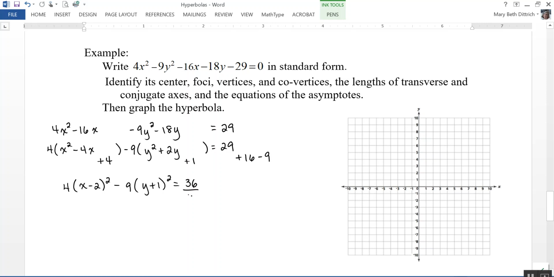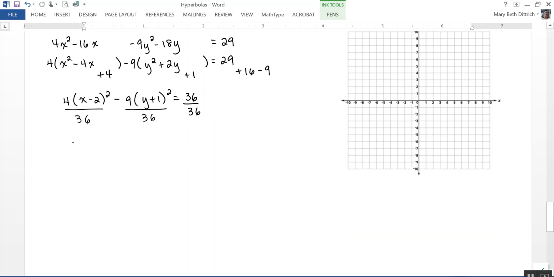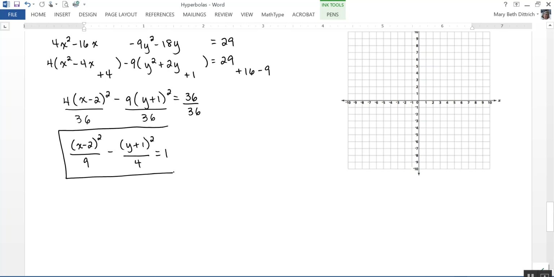And since the equation has to equal 1, I'm going to divide everything by 36. Let me move this down a little bit here. So that's going to give me x minus 2 squared over 9 minus y plus 1 squared over 4 is equal to 1. So there's my equation in standard form, which is going to be very helpful because now I can identify my center, which is going to be equal to 2, negative 1.